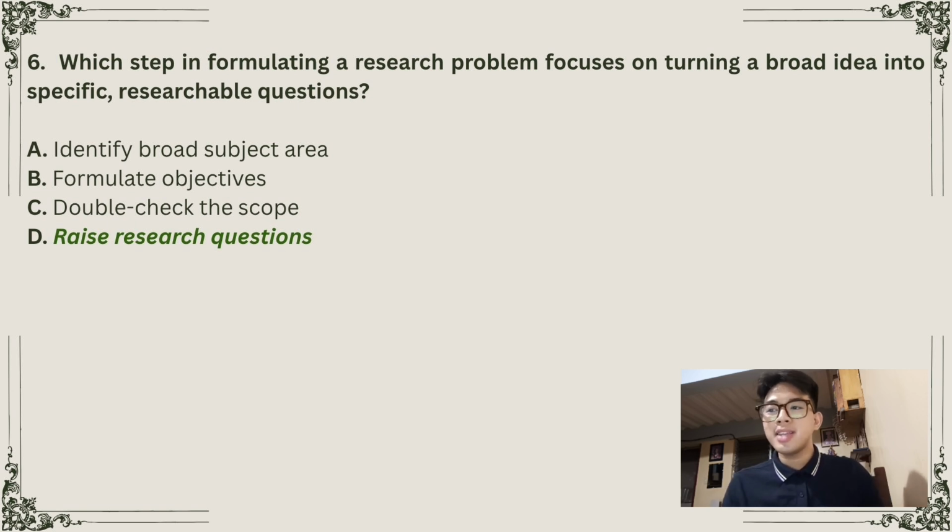Letter B, this step happens after raising or formulating research questions. Objectives are the specific goals the study aims to achieve, and they are derived from the research questions, of course. While important, formulating objectives doesn't narrow the topic, it helps us structure how to answer the questions. Letter C, this is more of a refining or review step. It involves ensuring the topic and questions are feasible in terms of time, resources, and relevance. This step does not help in creating specific research questions, but rather making sure that the chosen problem is practical and appropriately scaled.